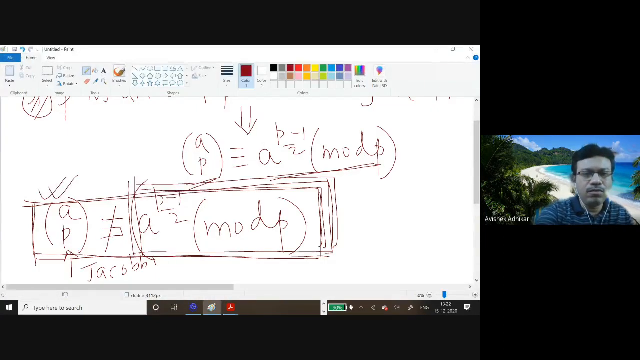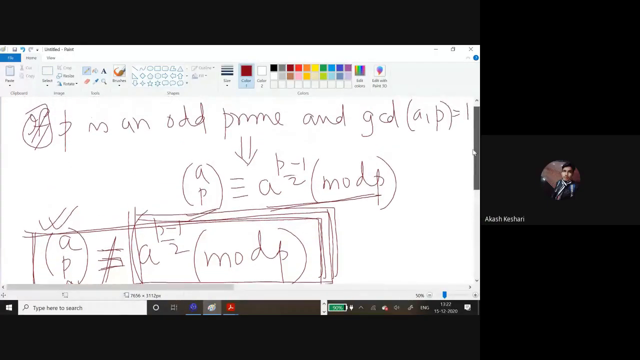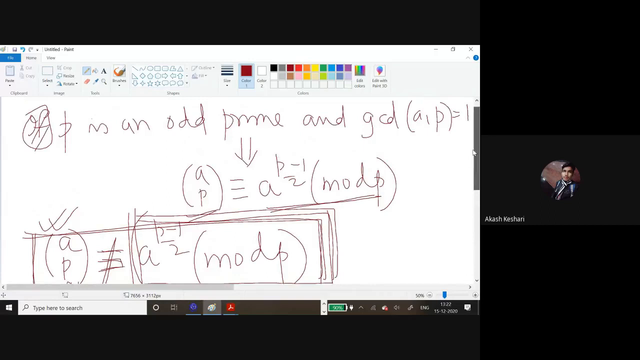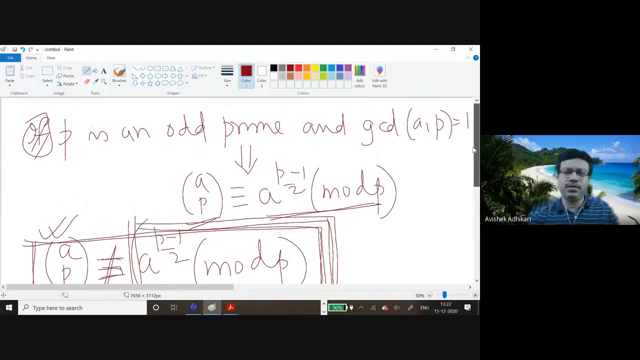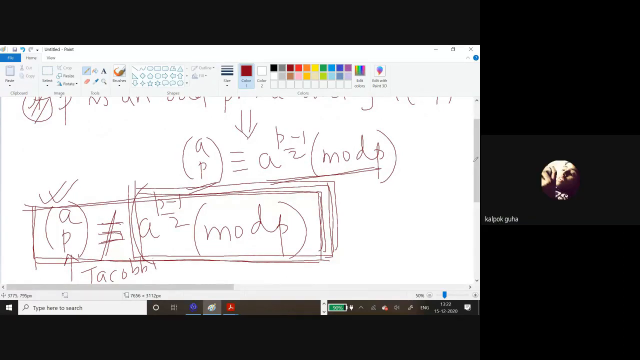And you found that these two values are not equal. Then what will be your conclusion? Can somebody tell me what would be your conclusion? Sir, A is not a residue. See, that is when the residue concept comes into play. Sir, you can say that P is not prime or GCD of A and P is not equal to 1.